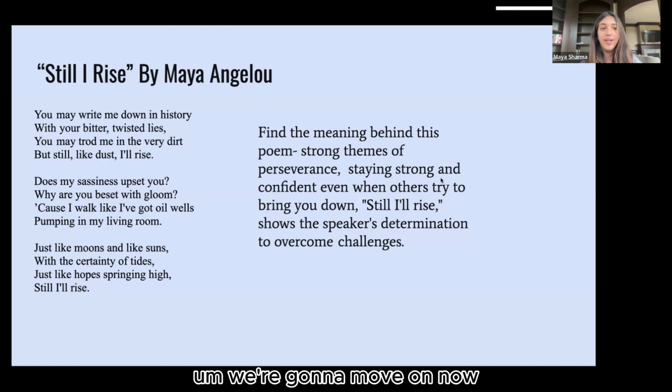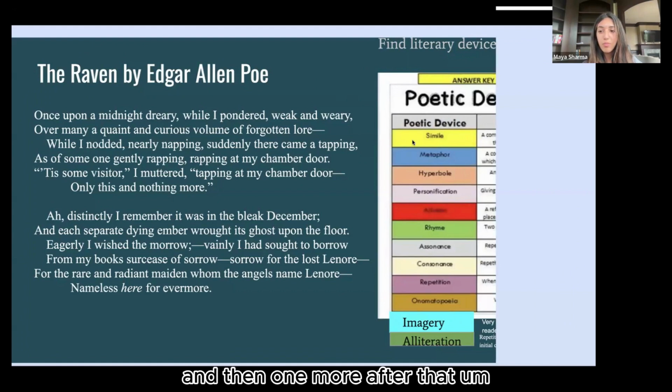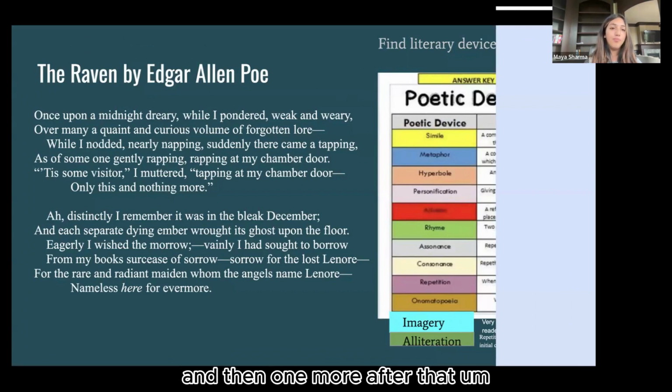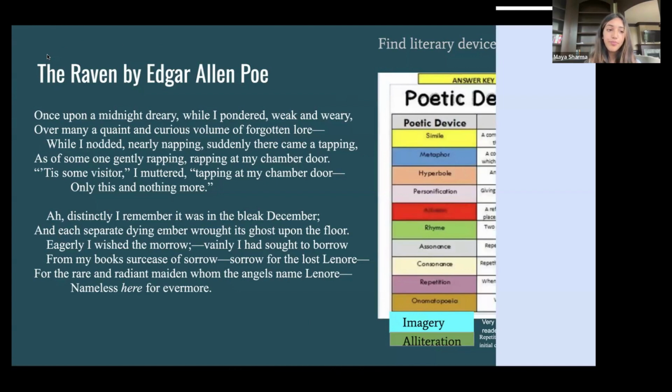We're going to move on now. So this is the next poem. We're just analyzing this one and then one more after that. But this one is The Raven by Edgar Allan Poe.